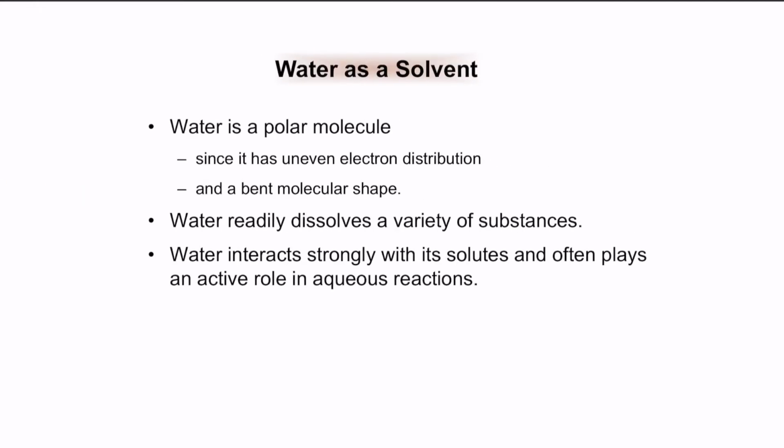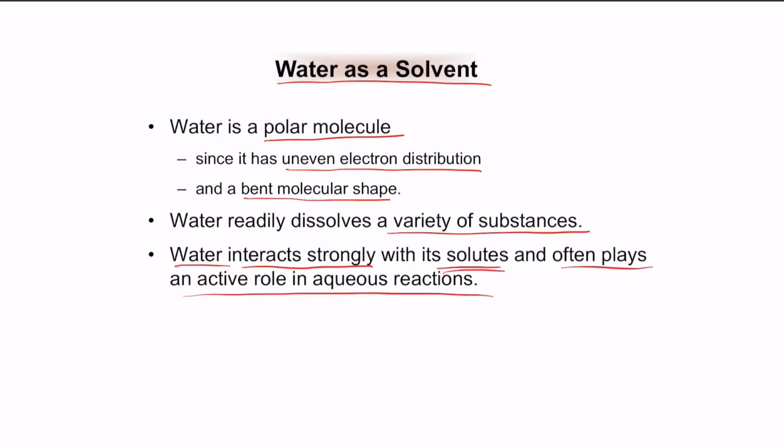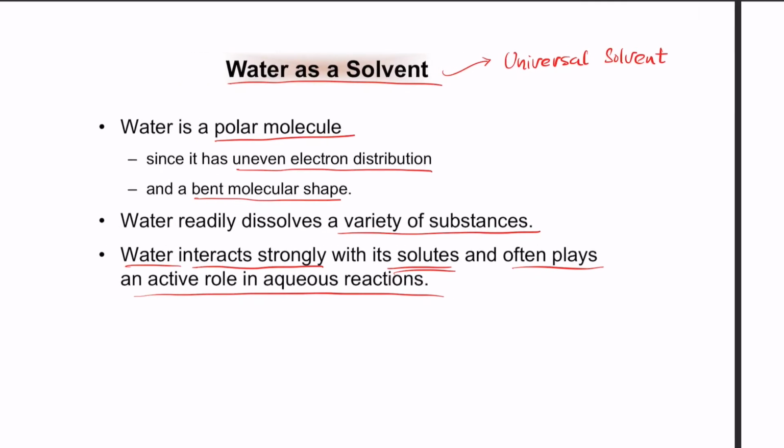So let's start with water. Water is a polar molecule, which means that it has an uneven electron distribution within the structure because it also has a bent molecular structure. So water readily dissolves a variety of substances, because water itself interacts strongly with its solutes and often plays an active role in aqueous reactions. So water is also called a universal solvent.